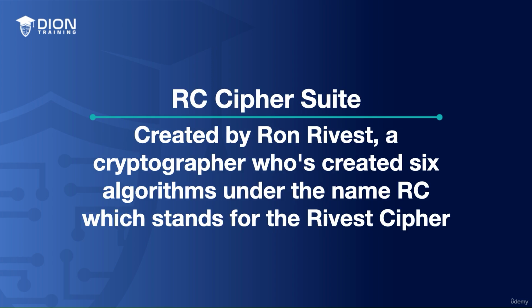Sixth, and finally, we have another set of symmetric algorithms that we need to look at, known as the RC cipher suite. Now, the RC cipher suite was created by Ron Rivest, a cryptographer who created 6 algorithms under the name RC, which stands for Rivest Cipher. RC1 was never published. RC2 was considered weak and was skipped over. RC3 was actually cracked before it was even released to the public. But with RC4, RC5, and RC6, these were all released and they're commonly used in our networks today.